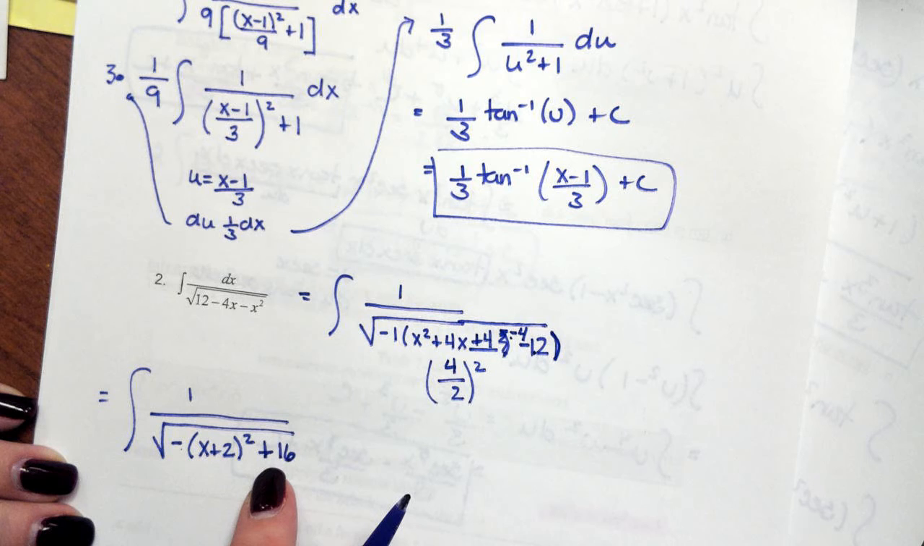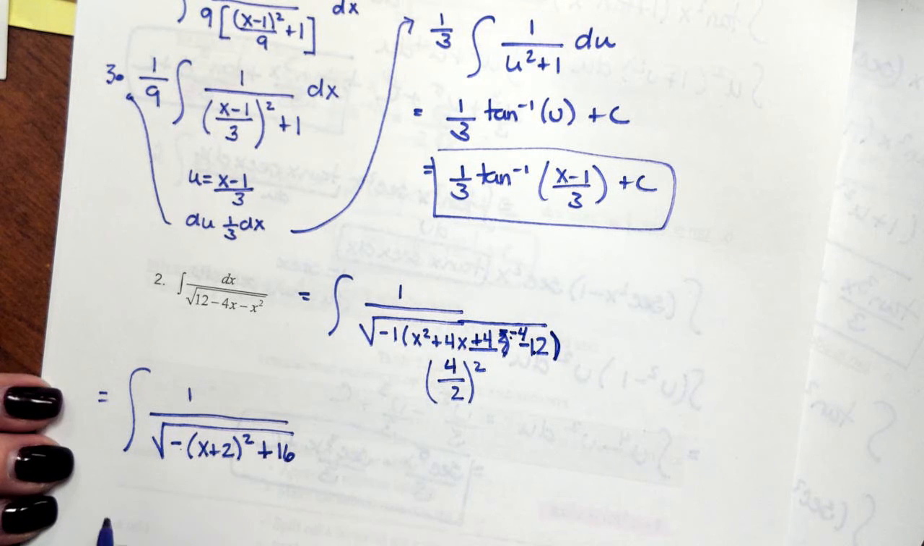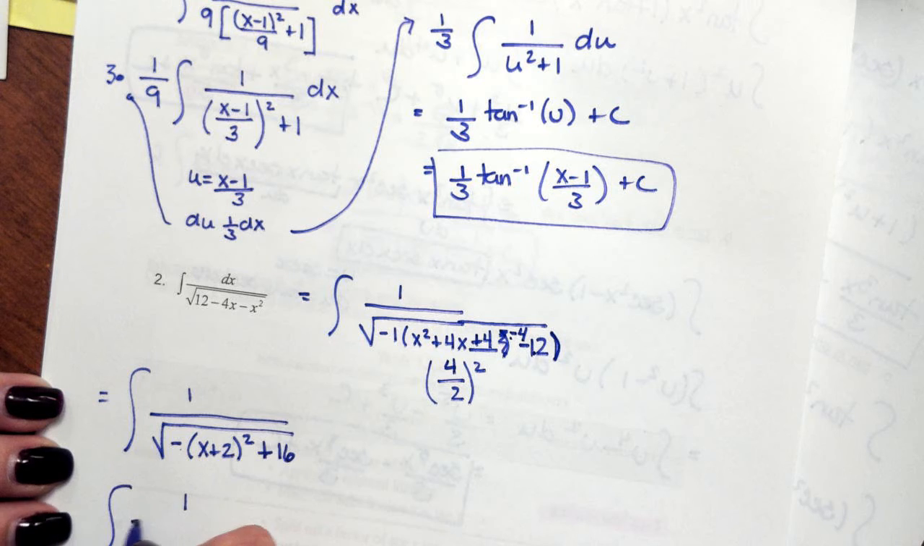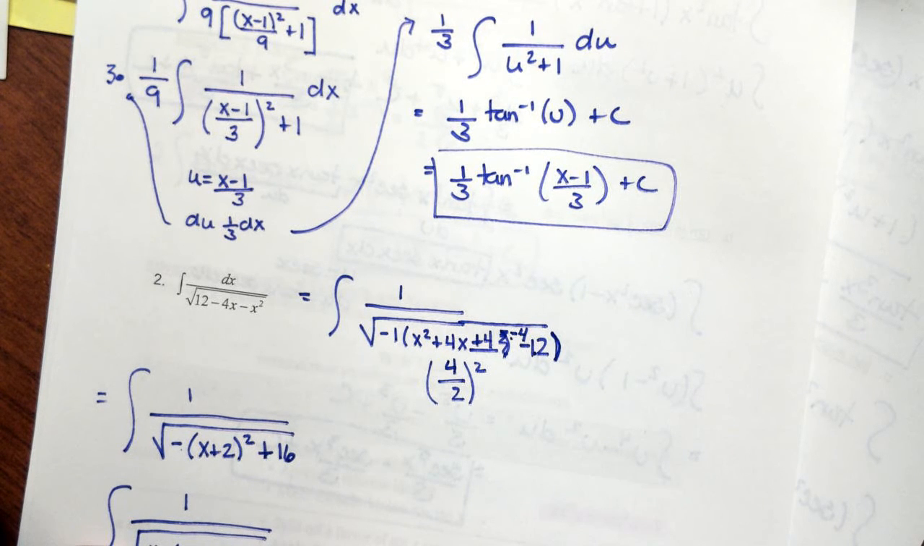So now it's looking like it's going to be set up to possibly be my inverse trig. However, this needs to be a 1. So I need to factor out a 16. So I have the integral of 1 over the square root of, I'm going to factor out that 16, and I'm just going to rearrange this order to be 1 minus x plus 2 to the second power all over 16, dx.